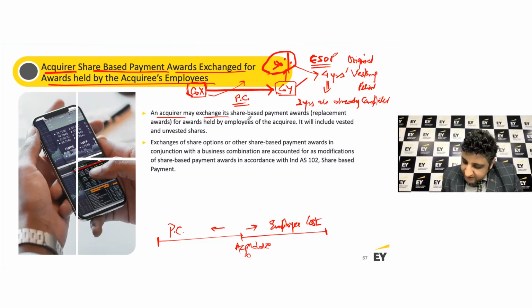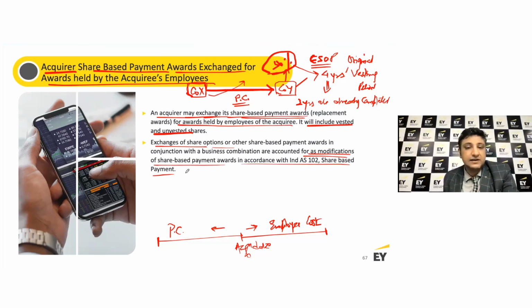An acquirer may exchange its share-based payment awards, that is, it replaces the awards of the acquired business, for awards held by employees of the acquiree. It would include both vested and unvested shares, of course. In this case, an exchange of share options is a classic example of a modification, what we discuss under Ind AS 102 share-based payments. It's indeed a modification in its spirit also, because whatever originally those employees had is getting modified.